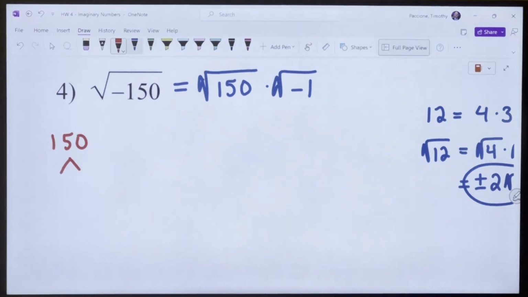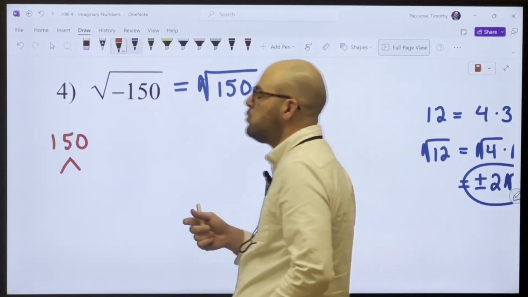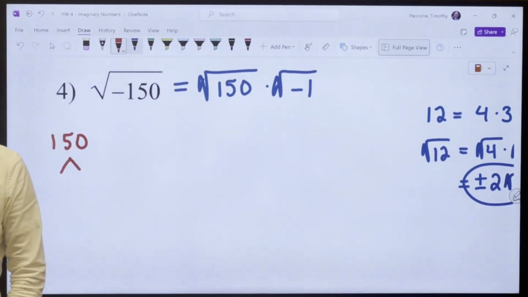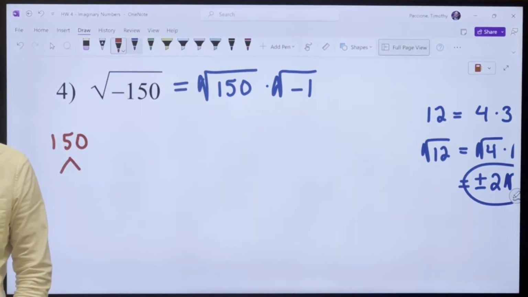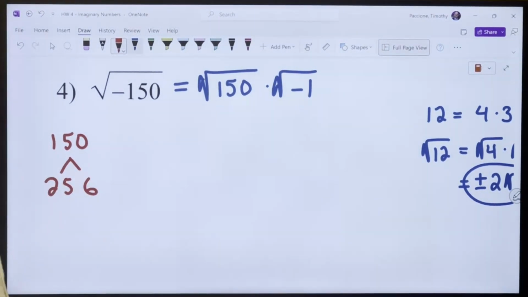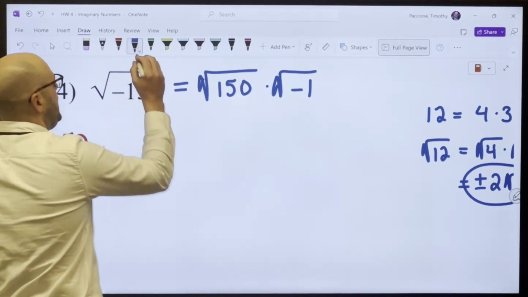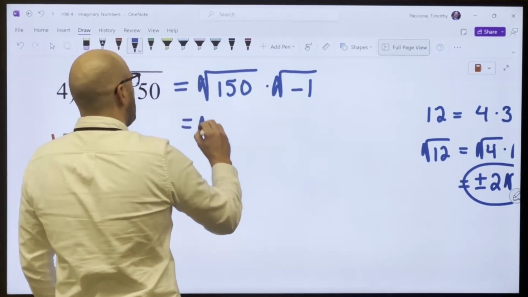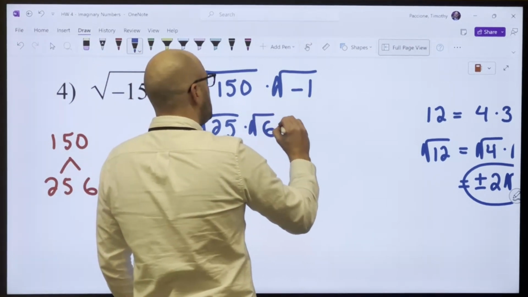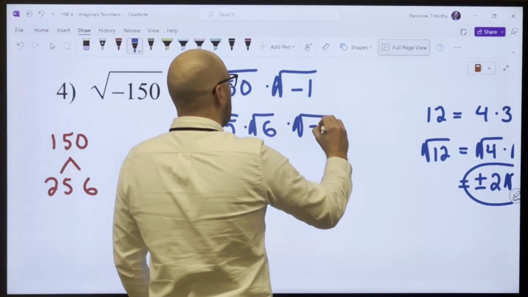I don't know, 9, 16, 25, right? Just look down the list. 25. So 25 goes in 150. Think about it. If you had $1.50, can you get quarters out of that? You get 6 quarters, right? So 25 goes in 6 times. So now I'm going to say, well, actually, this is the square root of 25 times the square root of 6 times the square root of negative 1.